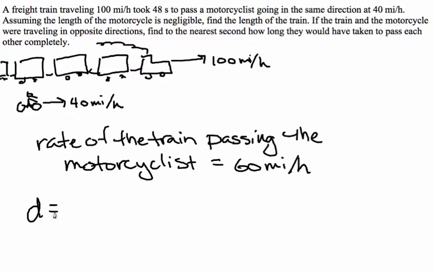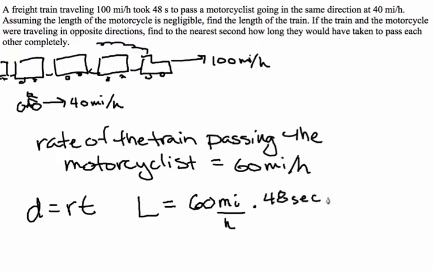So we're looking for another distance equals rate times time problem here. Distance is our unknown. It's actually the length of the train, so I'm going to change that to L, the length of the train. The rate of the train in comparison to the motorcyclist, we said, is 60 miles per hour, and the time it takes to pass is 48 seconds. Now here we can't just do 60 times 48 and be done with it, because seconds and hours are different units, so we need to do a little bit of a switcheroo.